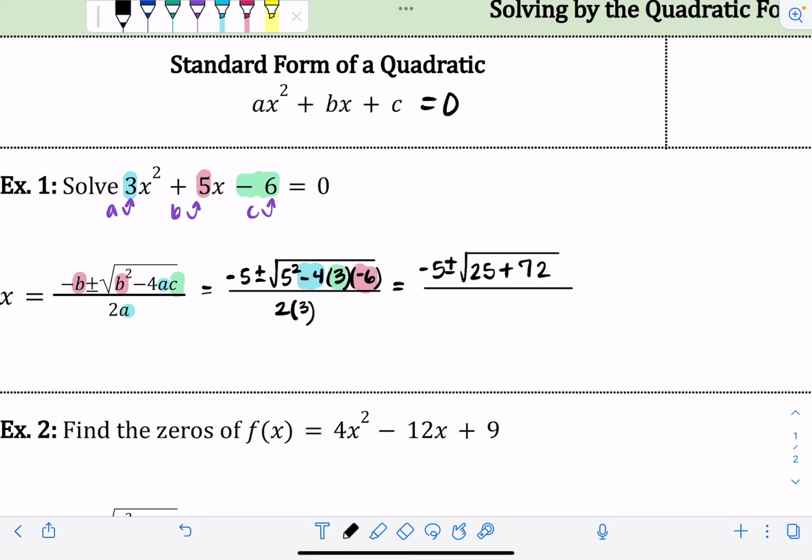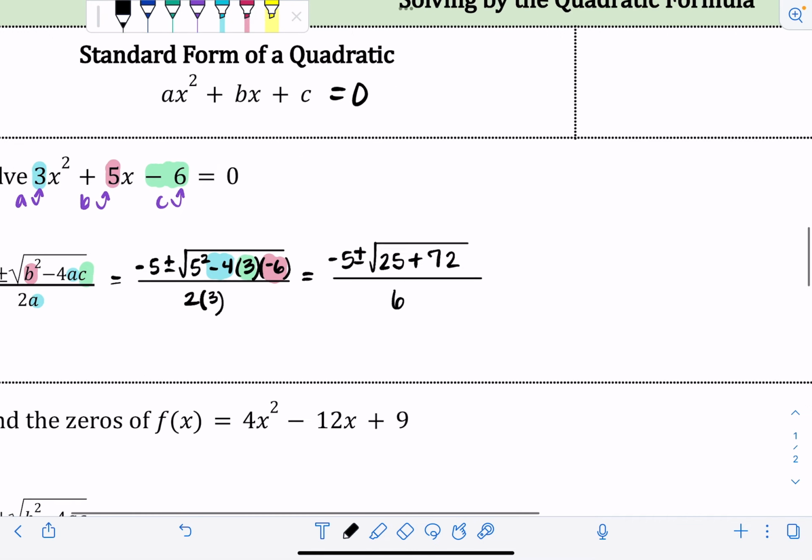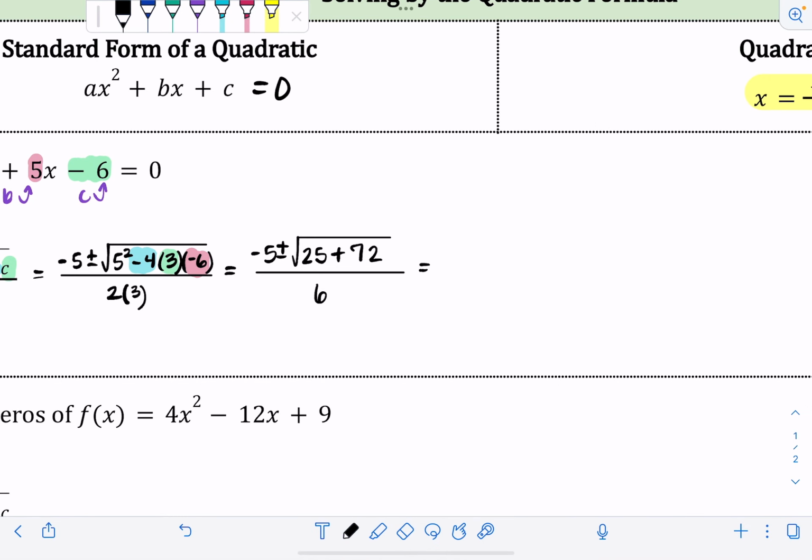So one more time, I like to just include the negative with the 4. So -4 times 3 is -12 times -6. A negative times a negative turns it into positive 72. And then over 2 times 3, so over 6. And then I can add the numbers inside the radical next. So -5 and then plus or minus the square root of 25 plus 72 is 97.